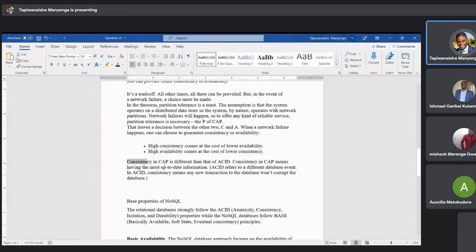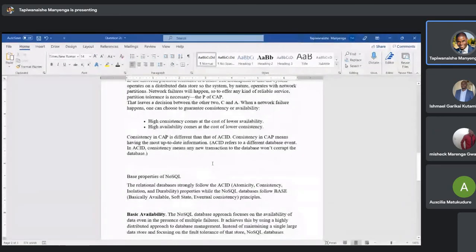So then consistency in this CAP theorem is different from the consistency that we have done in ACID properties. Here in CAP, it means having the most up-to-date information. Whilst in ACID properties, it means that any new transaction to the database won't corrupt the database. The database will always be in a consistent state before and after any transaction. But in this CAP, it means having the most up-to-date information.